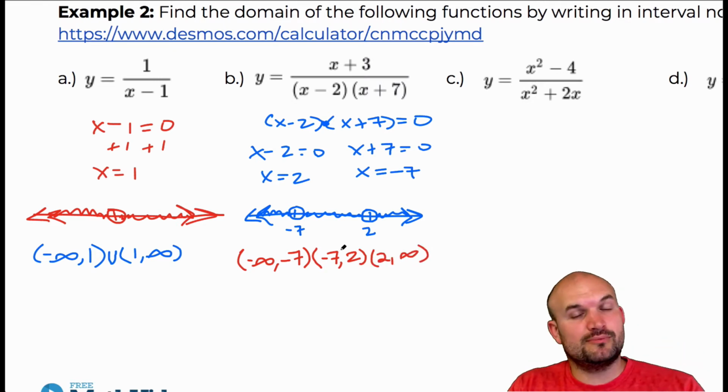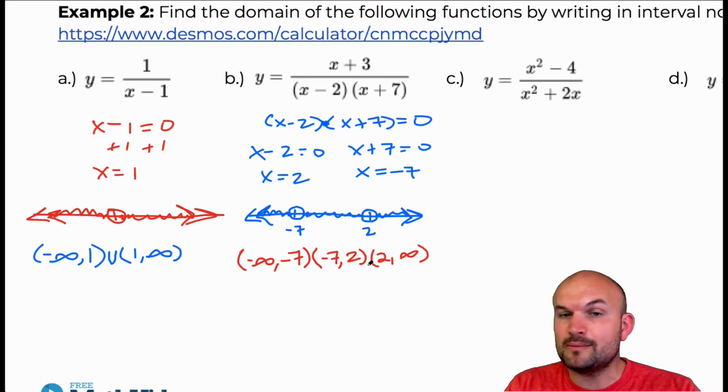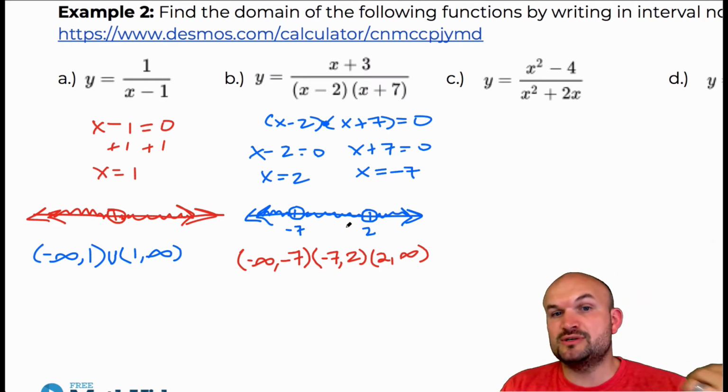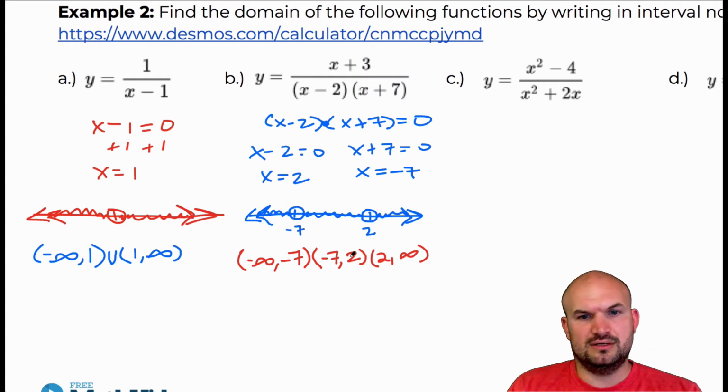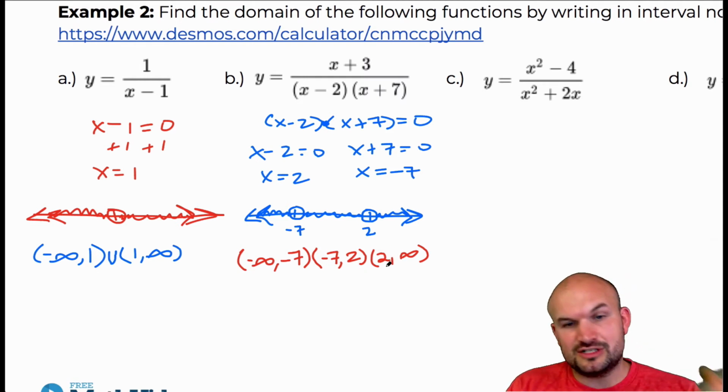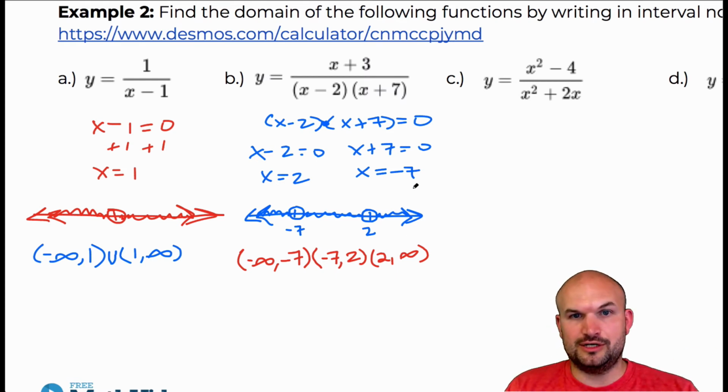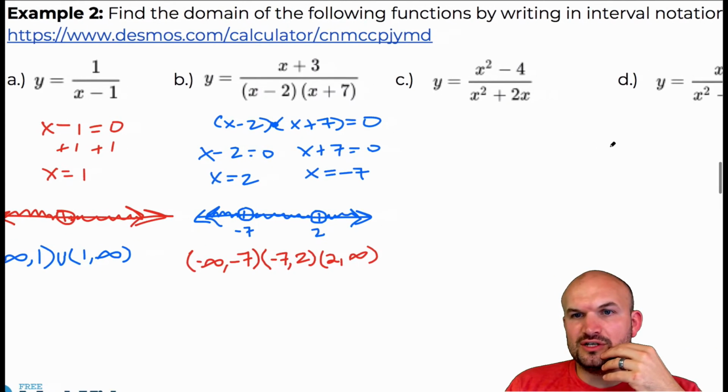And again, it's really important that you understand the parentheses and not the brackets. Brackets would mean that -7 or 2 is included, which it's not, because then it'd make the denominator 0, so that's not good. All right, so let's go and look at the next example.